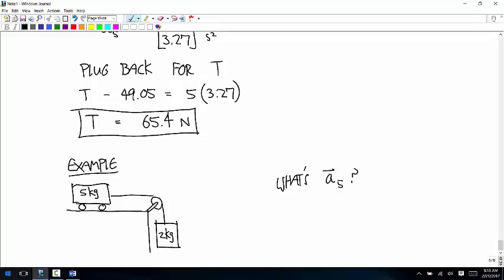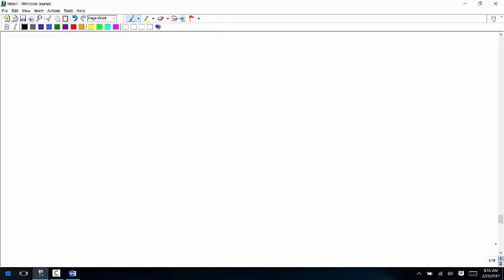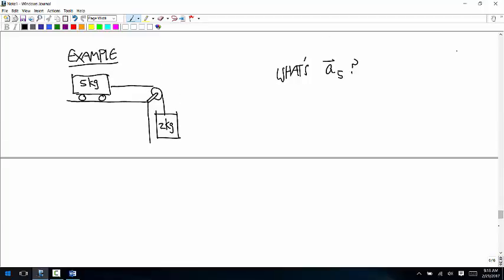Okay, so the weight of that 2 kilogram mass is going to make it descend, and it's going to pull the 5 kilogram cart over towards the ledge. And we want to see what the acceleration is going to be. The basic idea of this is pretty similar to the last example. It's just going to be a slightly different constraint equation.